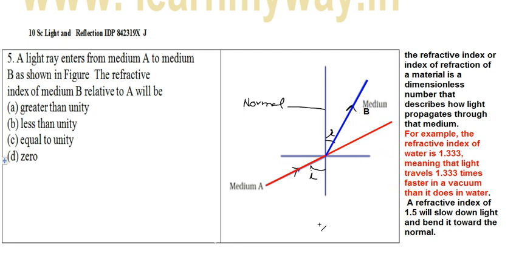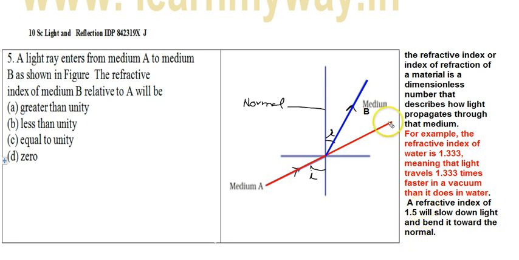Whenever this takes place, you always find that the value of the refractive index would be greater than 1. Just to make you understand, we'll go through an example also. For example, the refractive index of water is 1.333. It means when light enters water, it bends towards the normal. Similarly, a refractive index of 1.5 will slow down light and bend it towards the normal.